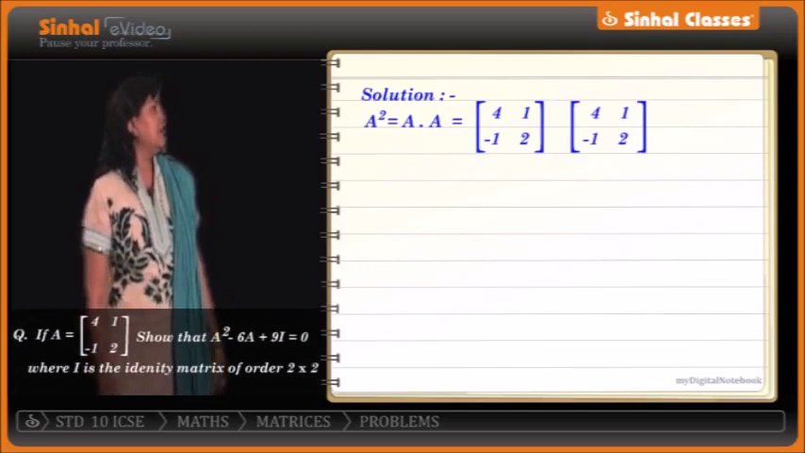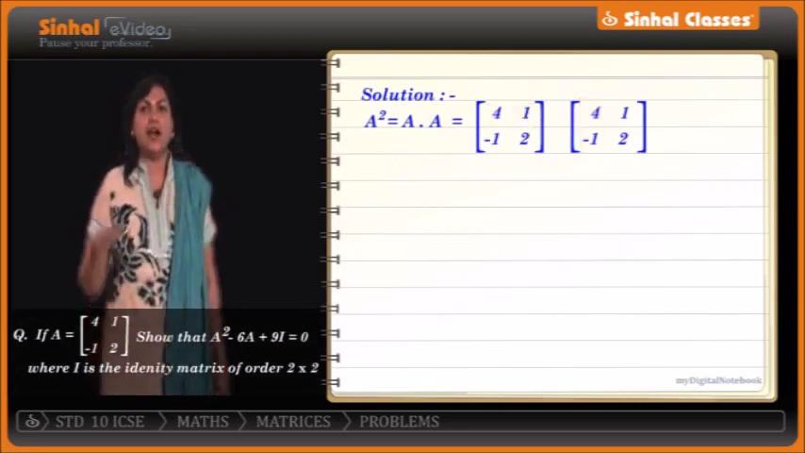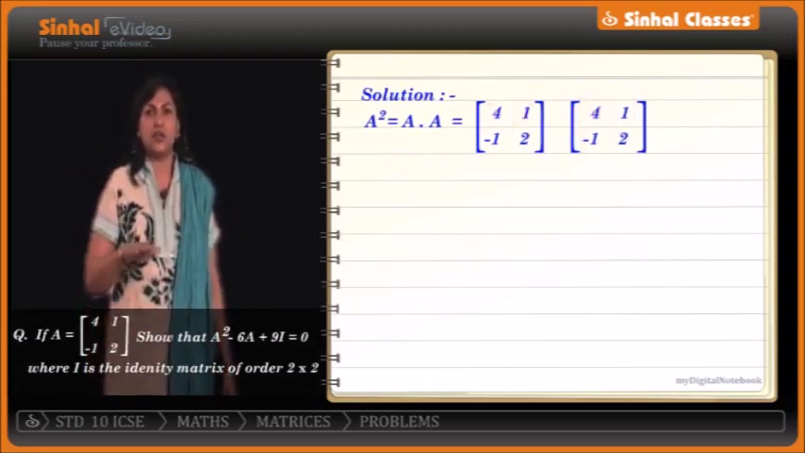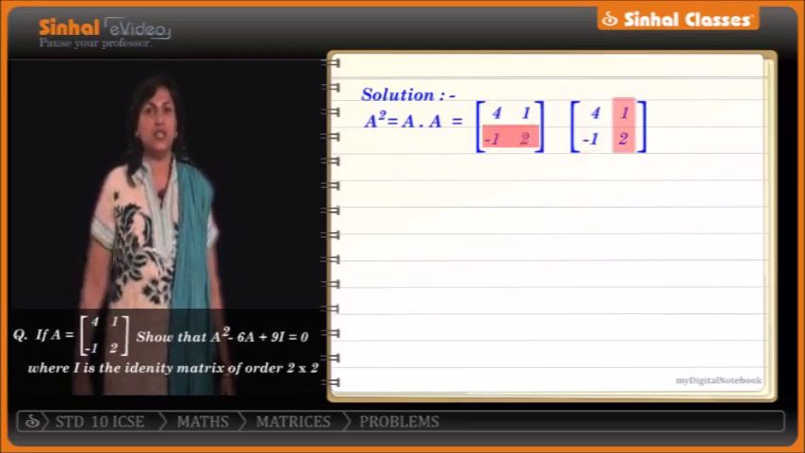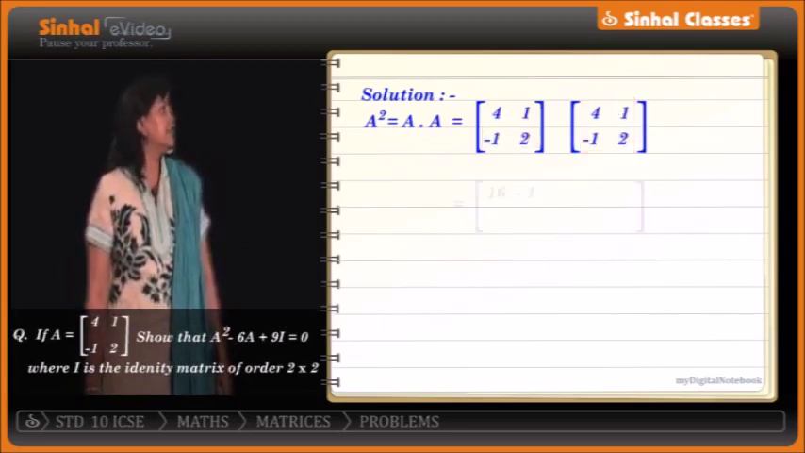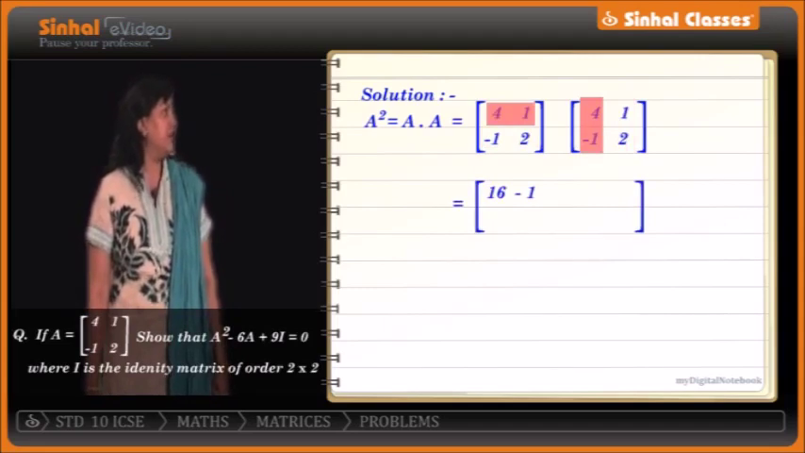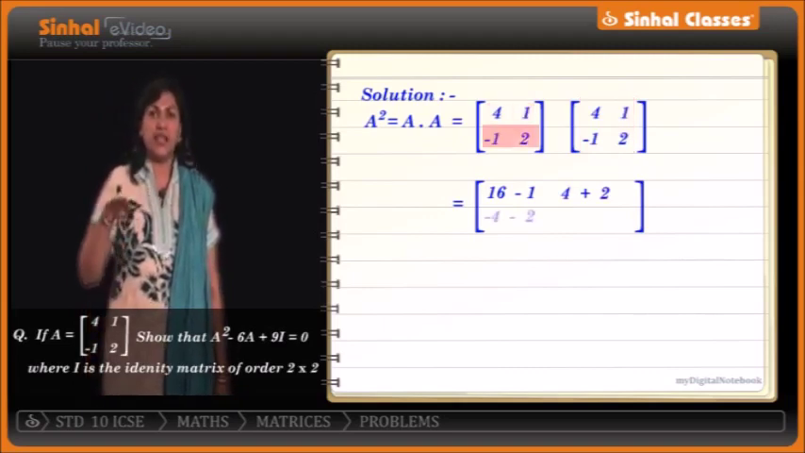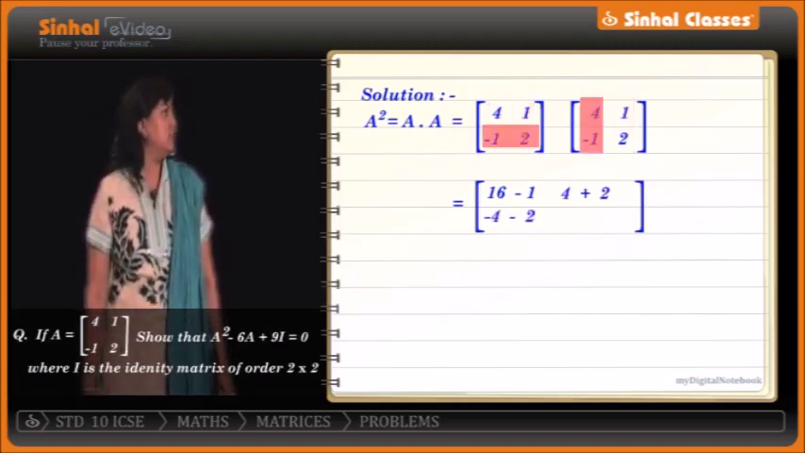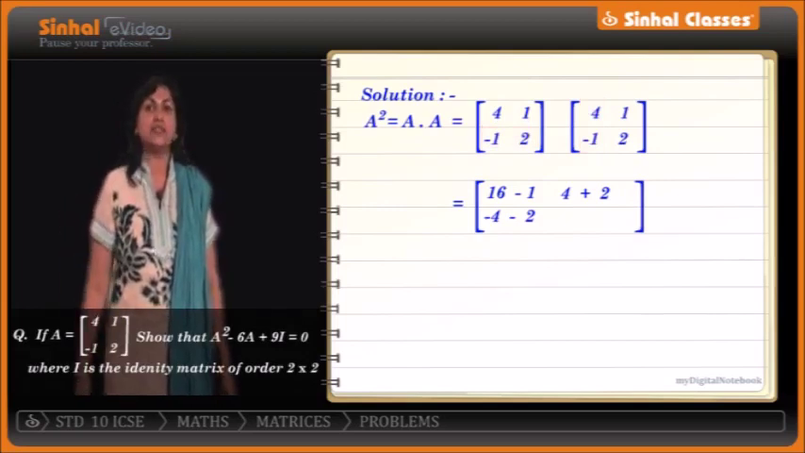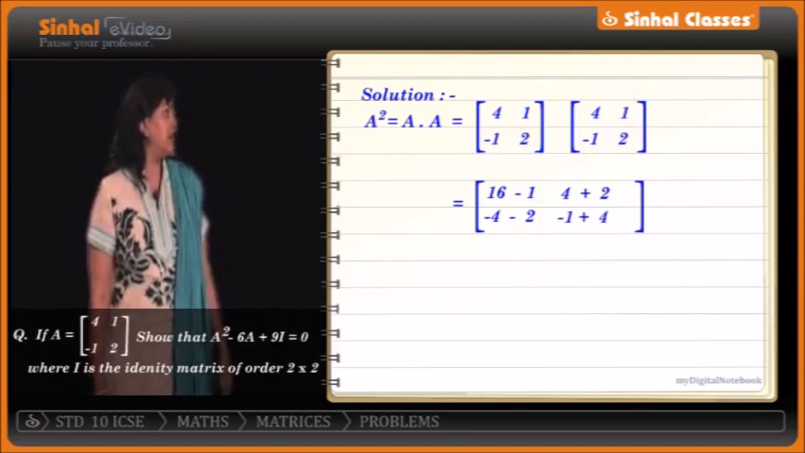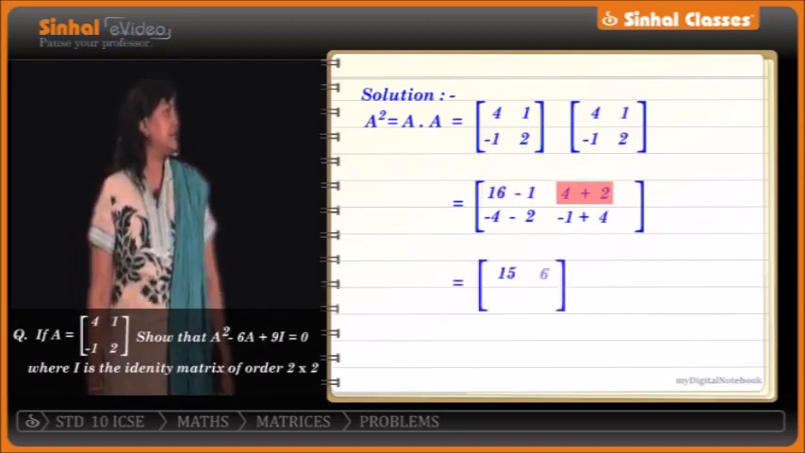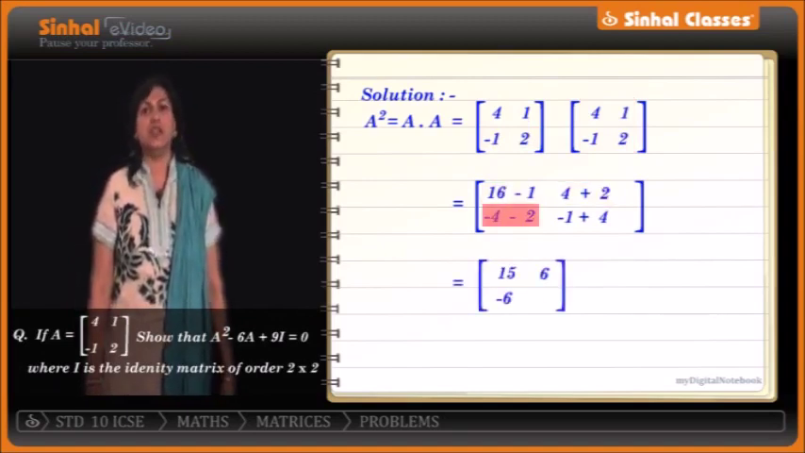That will be R1 C1, R1 C2, R2 C1, R2 C2. So we get 16 minus 1, second element 4 plus 2, third element minus 4 minus 2, and the fourth element as minus 1 plus 4. We simplify this to get [15, 6; -6, 3].